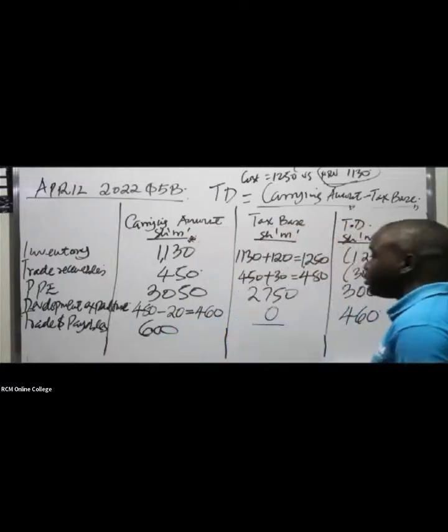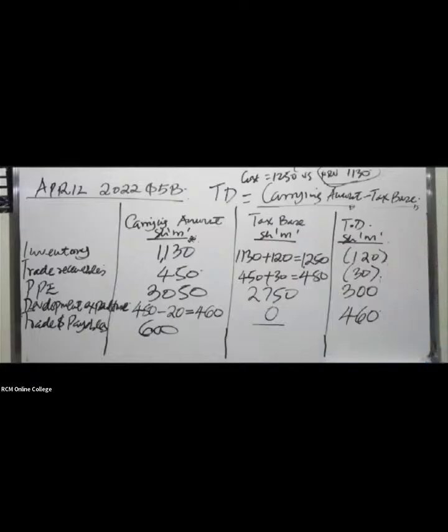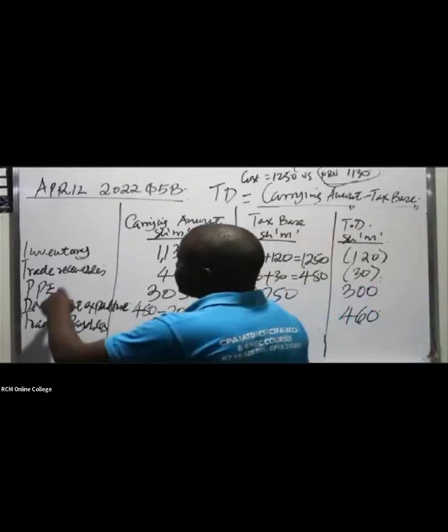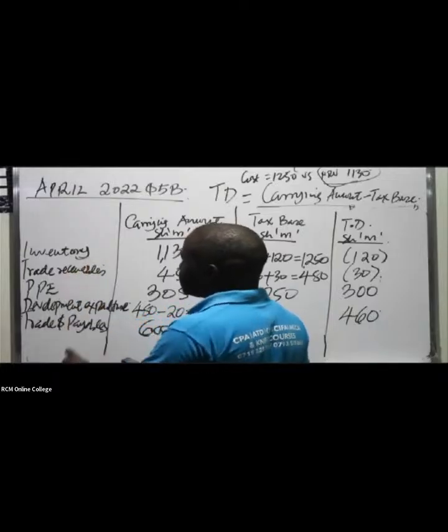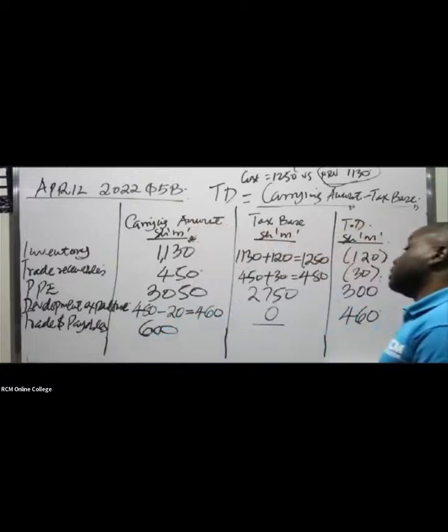You can see that. All we've been able to deal with here is what? Inventory, asset. Trade receivables, asset. PPE, asset. Development expenditure, asset.